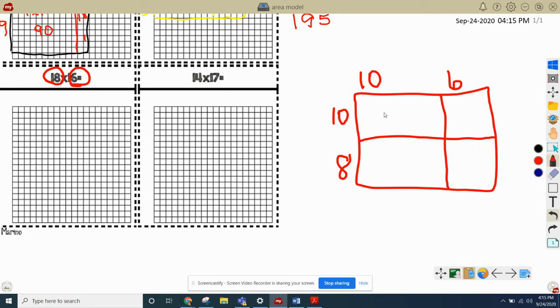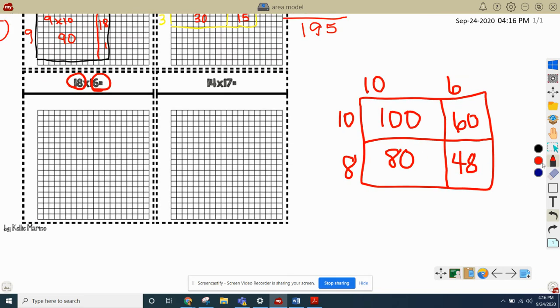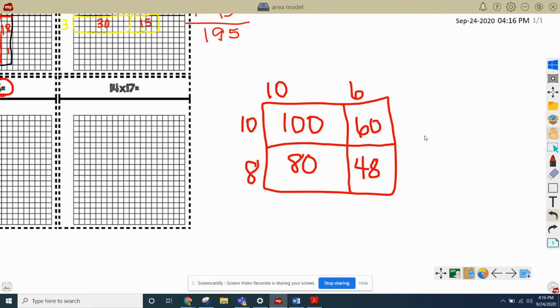So this box still represents 10 times 10, which is 100. This box still represents 8 times 10, which is 80. This box represents 10 times 6, which is 60. And this box represents 8 times 6, which is 48. Okay, and we are going to add all these together to get our product.